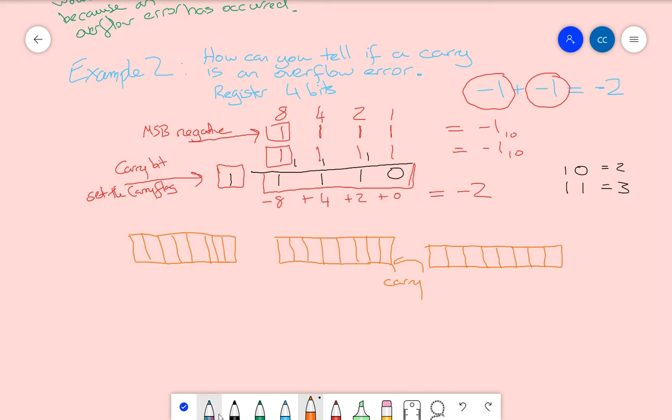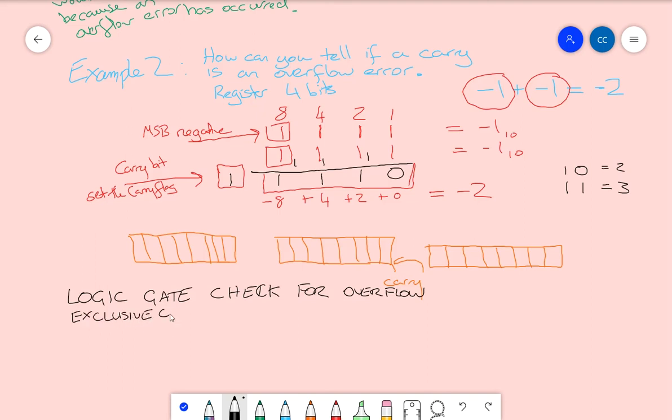Now there is a way to check for an overflow error, and it uses a logic gate. So there's a logic gate check for overflow, and what it is, it's the exclusive OR.